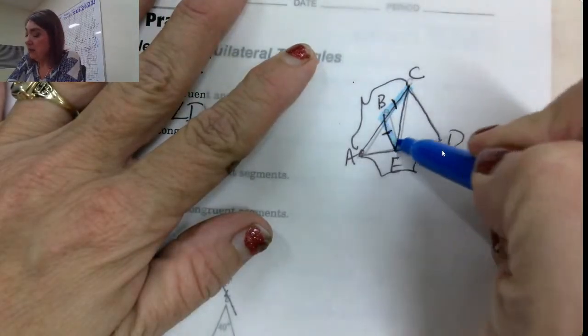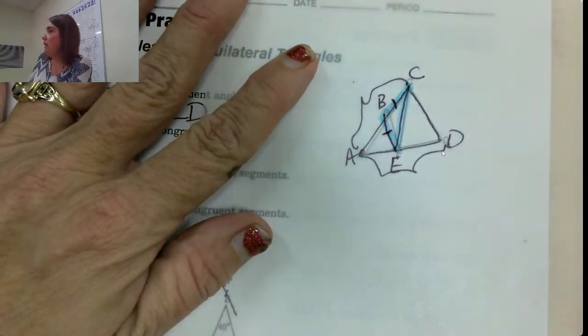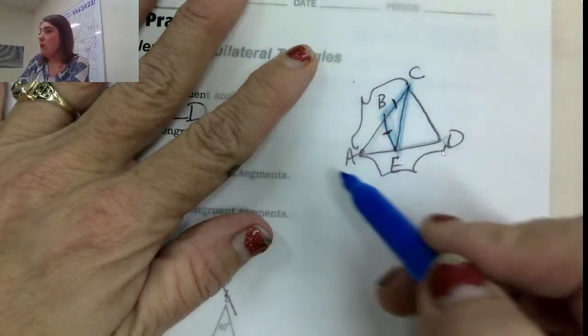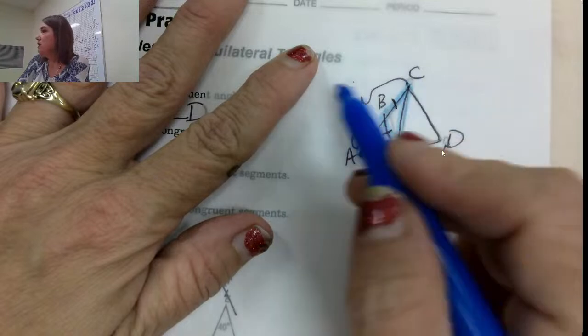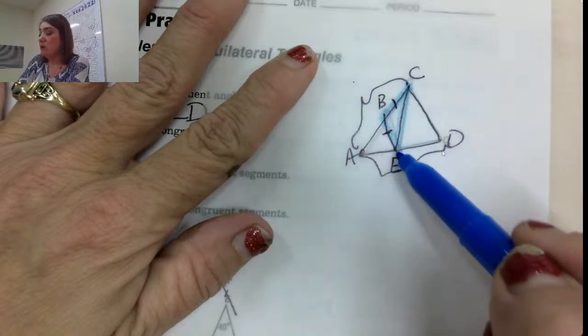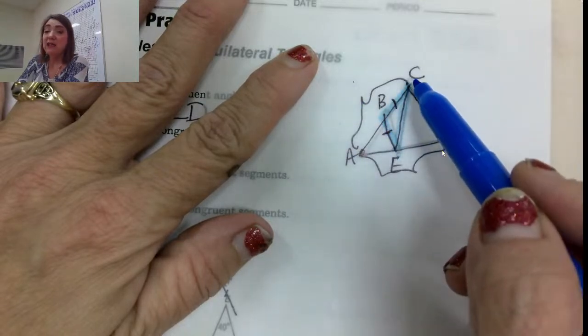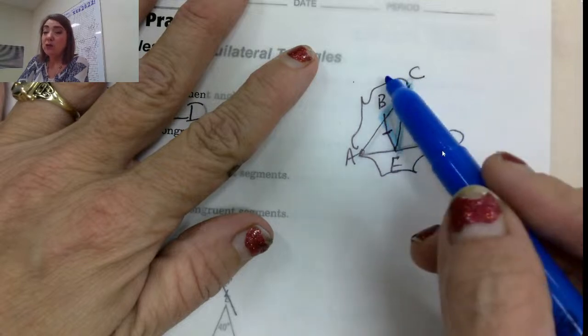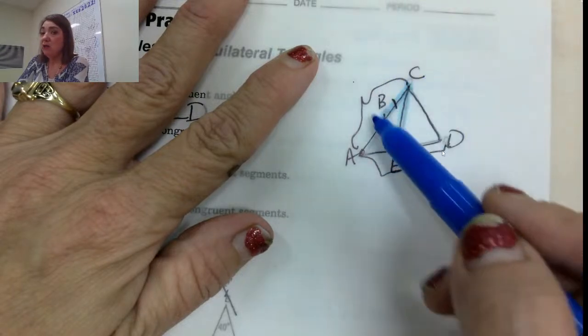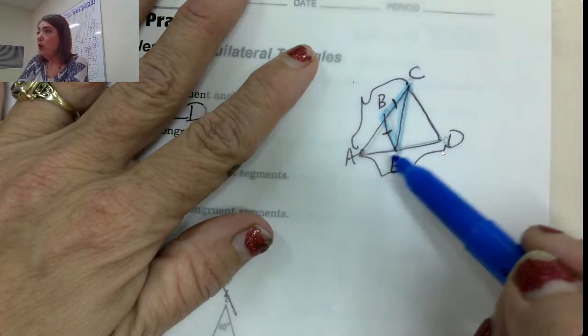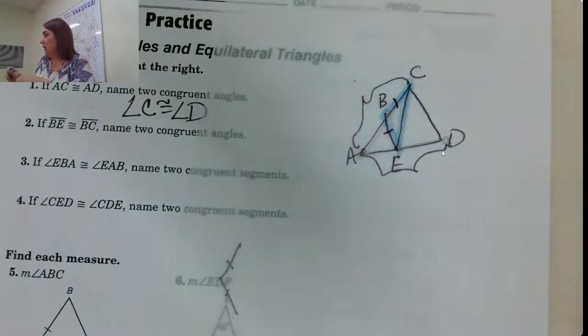B, C, E. We're talking about that triangle, right? All the rest of this doesn't matter. Nothing else in there matters. The only thing we're talking about is this triangle. So when they're asking us which angles are congruent based on that information they gave us, which two angles are we discussing being congruent?